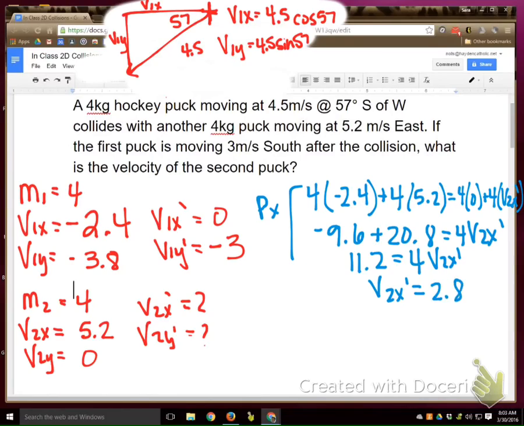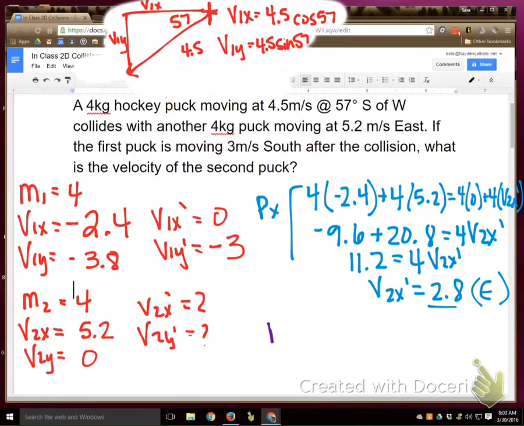Okay, is that what we had for v sub 2x prime, 2.8? Okay, so if we know it's a positive component in the x direction, what direction is that telling us that it's going to be going? Yeah, that component is going to be going to the east. Okay, so I'm just kind of telling myself so I remember when I'm drawing my vectors later, but it's going to be going to the east. Okay, any questions so far about that?